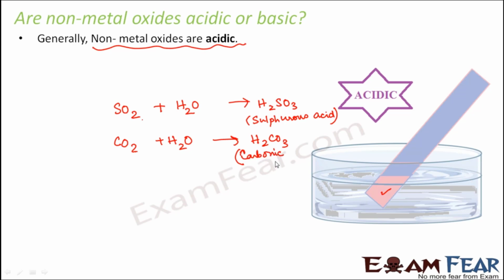So all the non-metal oxides are acidic in nature, whereas the metal oxides were basic in nature. Now if you want to try some other oxides, for example nitrogen oxide, when it combines with water it forms nitrous acid or nitric acid respectively. So that's how we can see that all the non-metal oxides are acidic. This is another difference between the behavior of metals and non-metals.